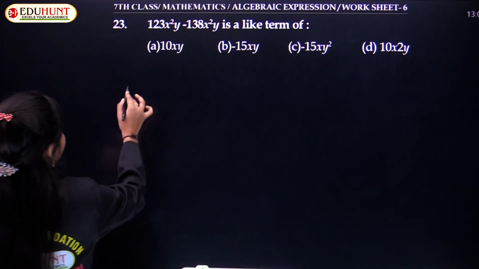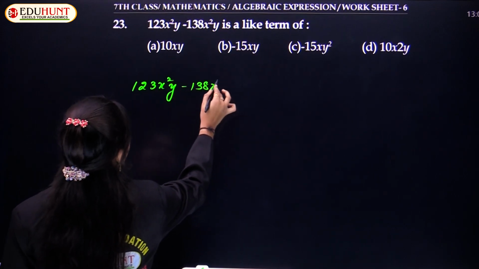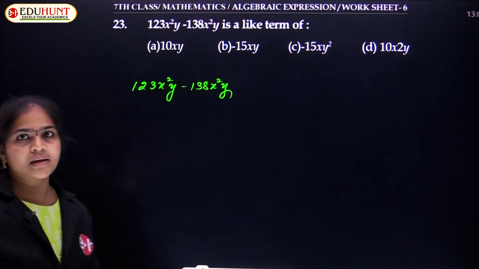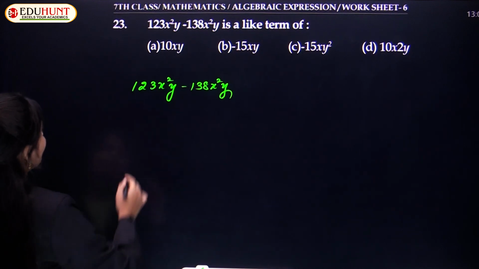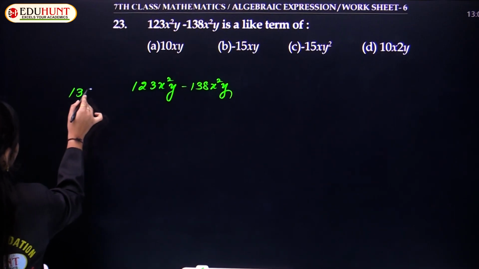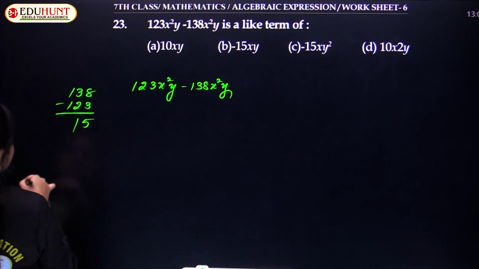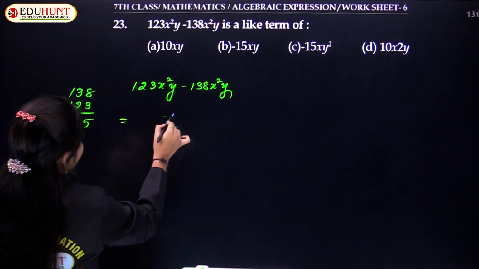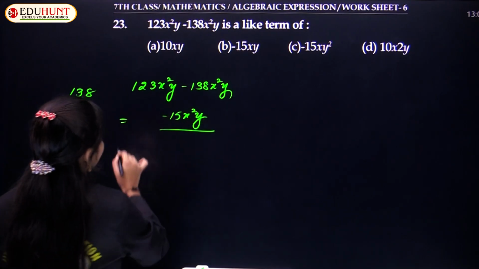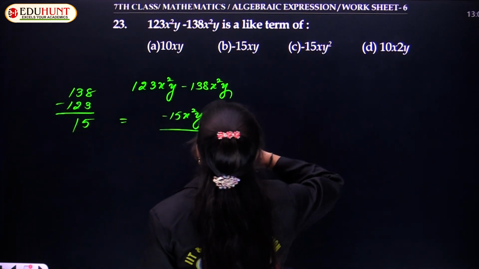Next, the 23rd question: 123 x square y minus 138 x square y is a like term of what? First we have to simplify it. 123 minus 138: 8 minus 3 is 5, 3 minus 2 is 1, and the minus symbol is there for 138, so it is minus 15 x square y. So what is the answer here? Minus 15 x square y.